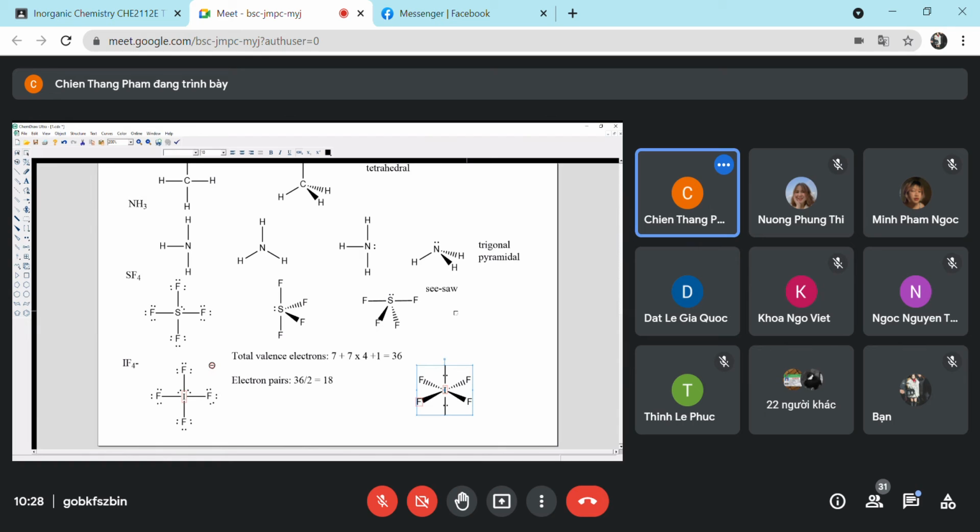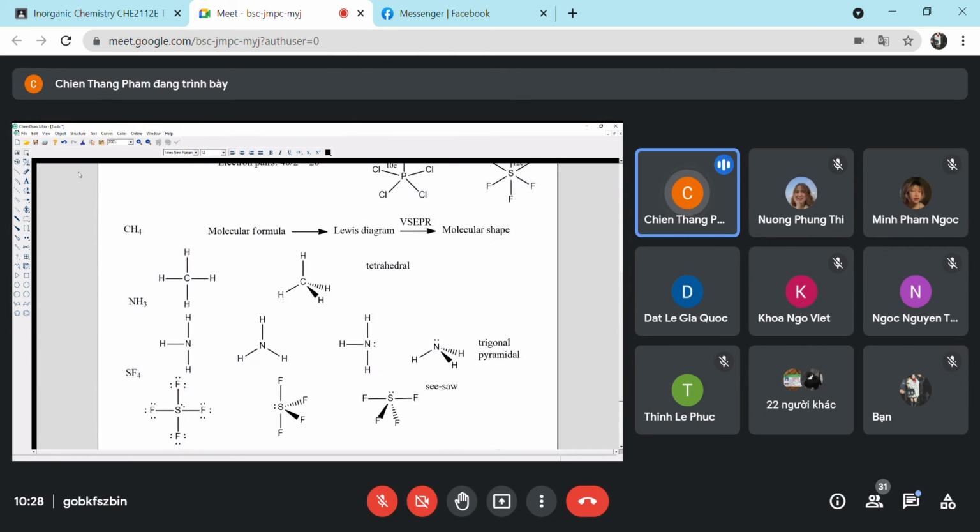Okay. And what is the molecular shape of this one? Square planar. Yes, in principle you can delete these positions immediately because there are no atoms. So now you can see here the molecular shape is square planar. Okay, this one is square planar, so please remember this one.